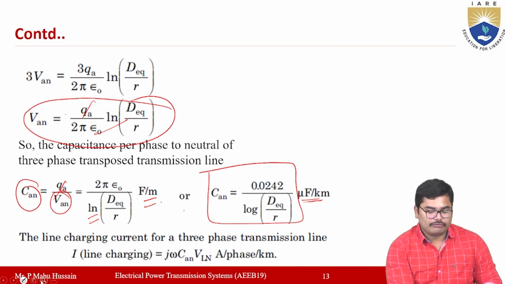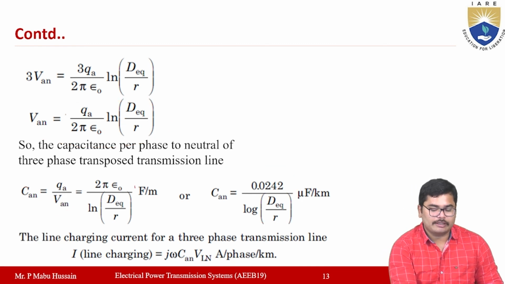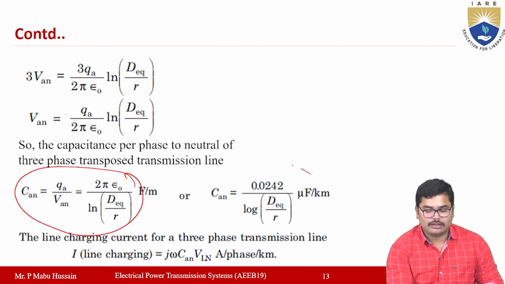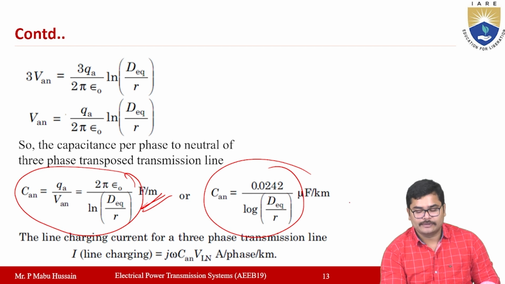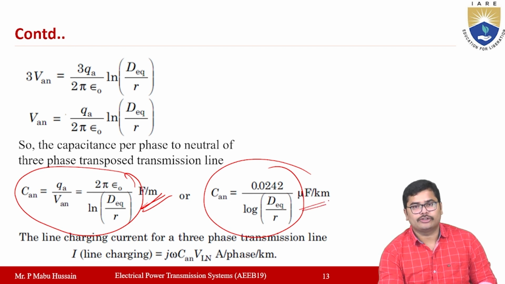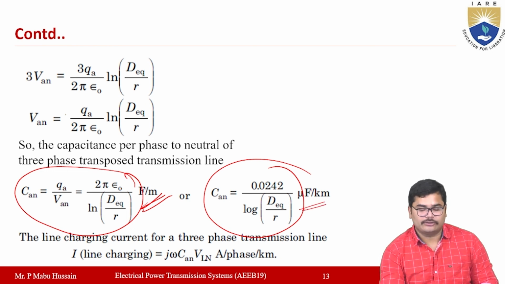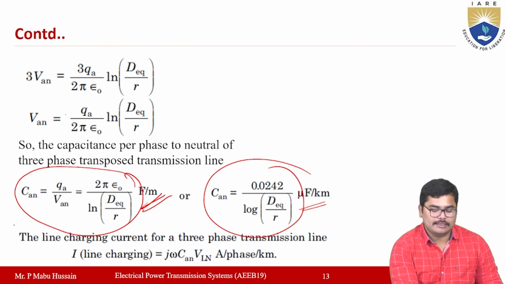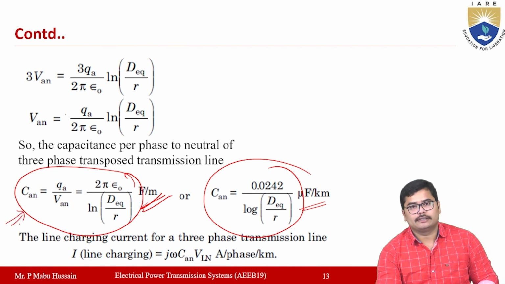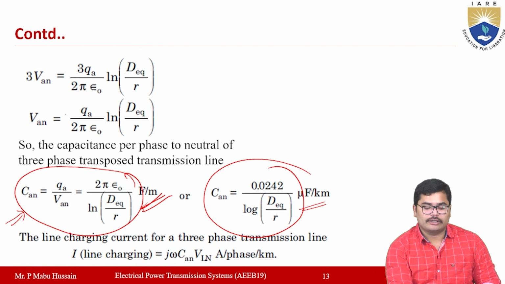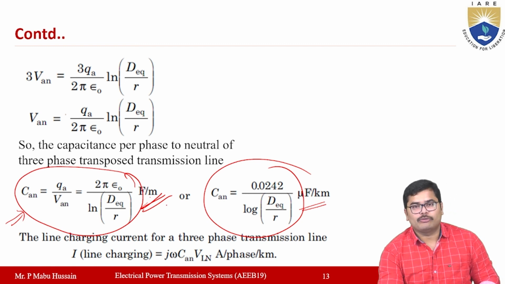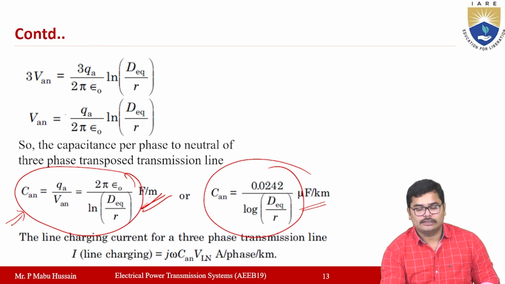Okay. So for solving problems, you can remember either this equation or this equation. This equation has units of farads per meter, and this equation is in microfarads per kilometer. Always remember this equation, it will be simple. You can easily convert farads per meter to per kilometer when you multiply with 1000.